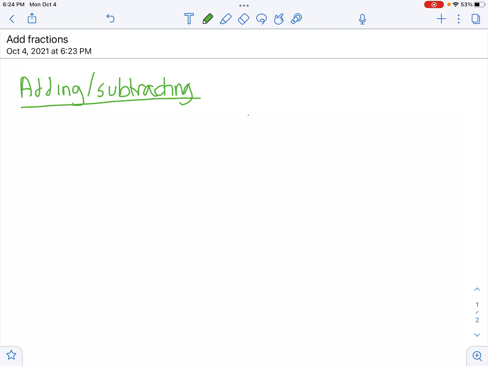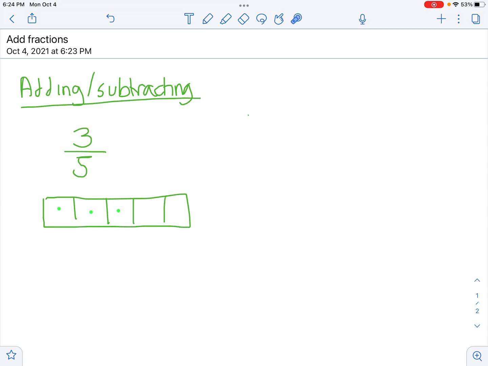In this video we're going to talk about adding and subtracting fractions. So remember, a fraction has a numerator and a denominator. In this case, the numerator is 3 and the denominator is 5. What that basically means, just to remind you, is that you have something that's divided up into five equal parts, so 1, 2, 3, 4, 5, and we are talking about 3 of them.